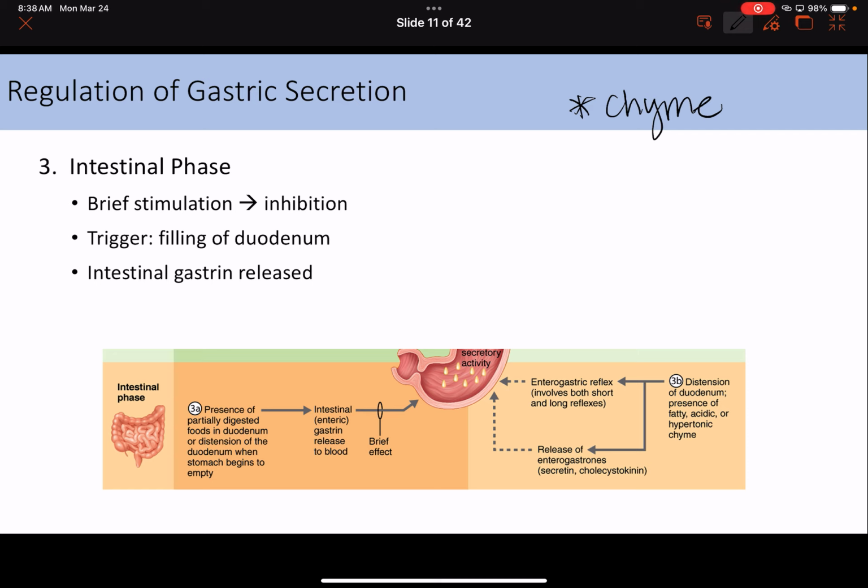So you can see here, presence of partially digested food in the duodenum, or stretching of the duodenum when the stomach begins to empty, is going to cause the small intestine or the duodenum to release gastrin, which only has a brief effect on the stomach, because now we're transitioning. And then the inhibitory side is distension of the duodenum. Again, as soon as we start filling up the small intestine, we're going to be slowing down secretions of the stomach.